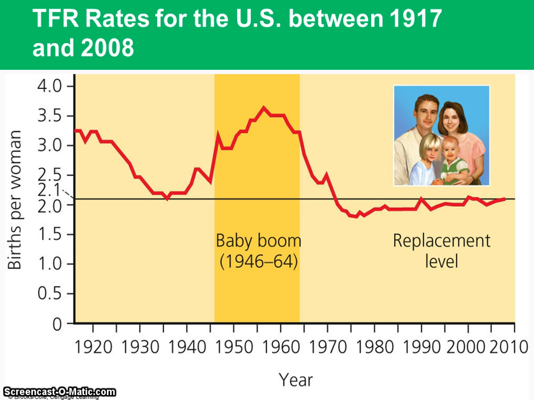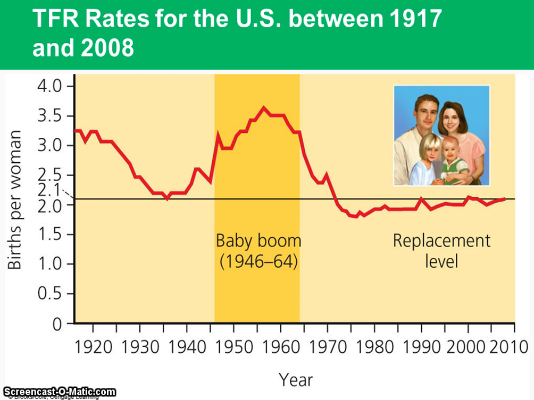So here's a look at total fertility rates for the United States between 1917, First World War, and 2008, when your book was published. And what you'll see is a dip, and that dip coincides very closely with the Great Depression. And we see a baby boom after the Second World War. And then we see that leveling off again, a decline again.